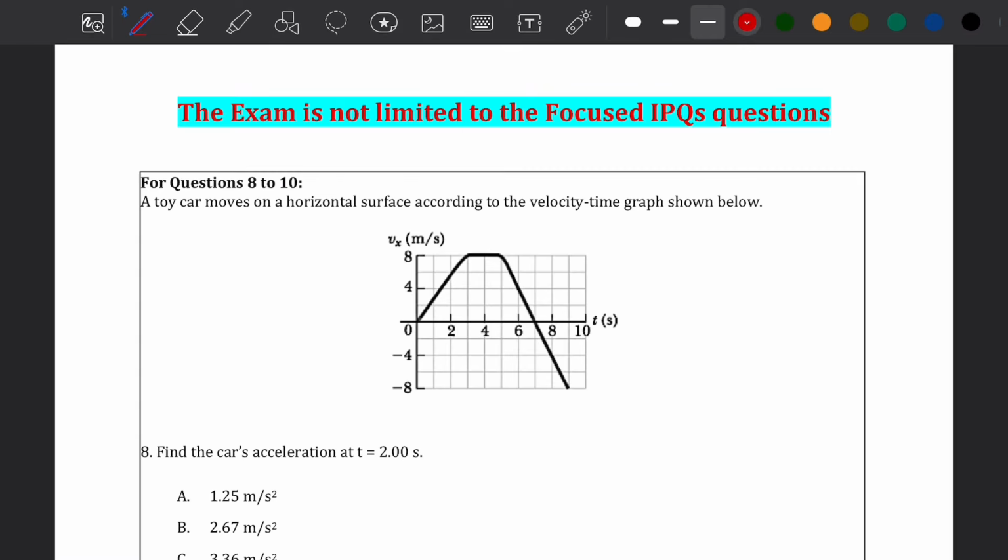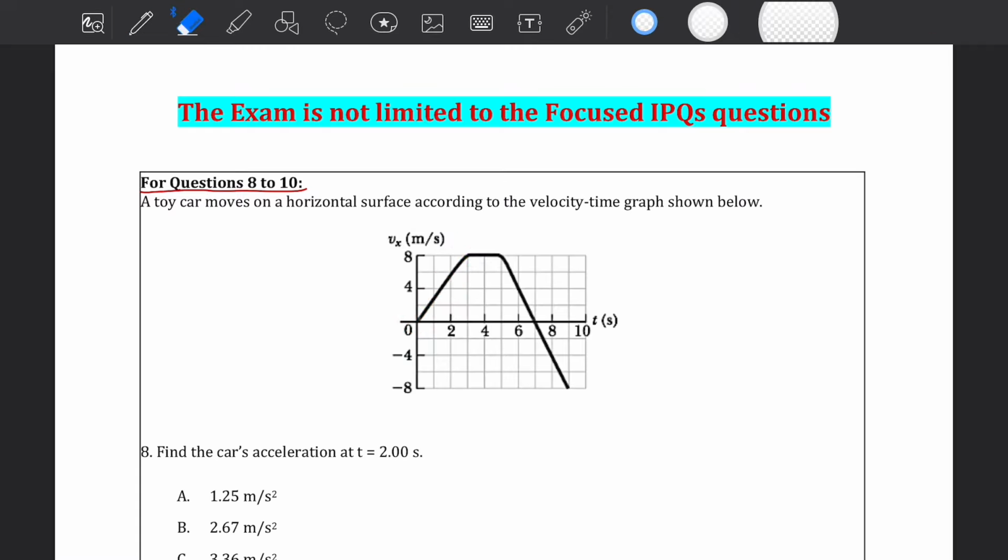Okay, now let's look at these sets of questions, because it's saying it's for questions 8 to 10. We are going to use this graph which is shown here. So the first question is asking you to find the car's acceleration at 2 seconds. So at 2 seconds, I'm just going to check what's happening in the graph. Okay, we have got a straight line. So we want to find the slope of this graph.